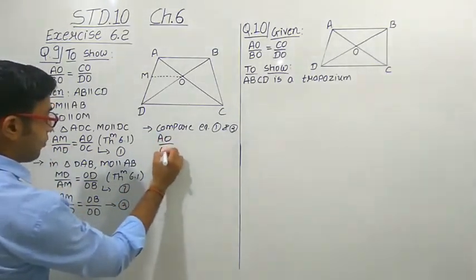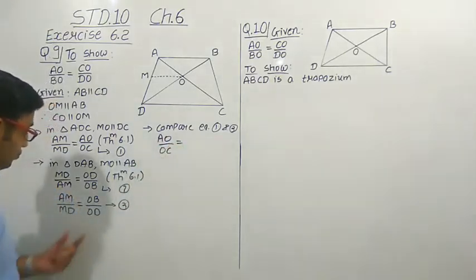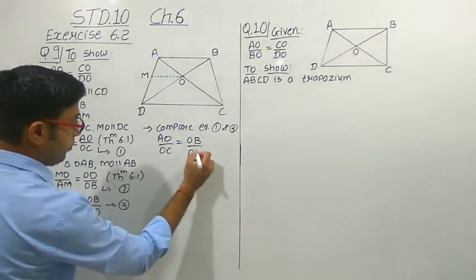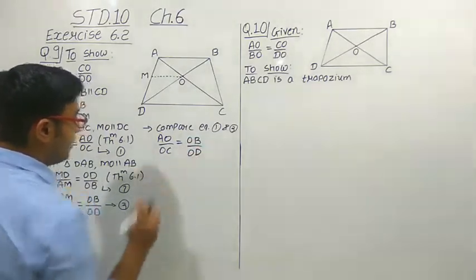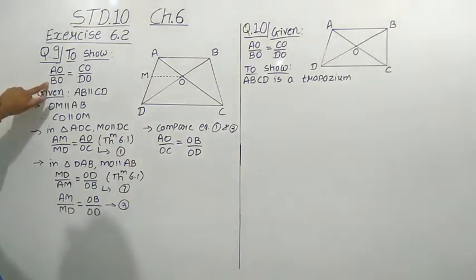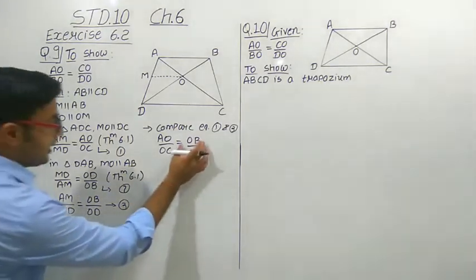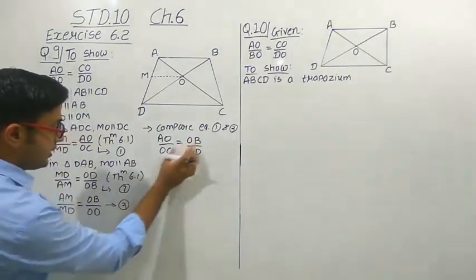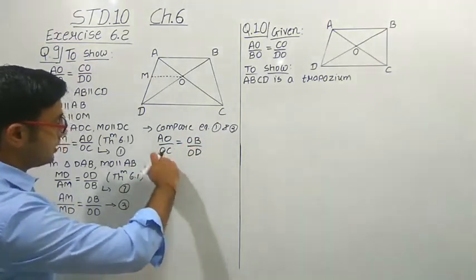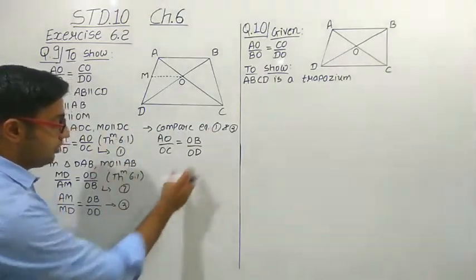So AO upon OC is equal to OB upon OD. But here what do we require? AO upon BO. So we can take this to the left-hand side, it will go in the denominator, and by taking this OC, it will go in the numerator with the OD.